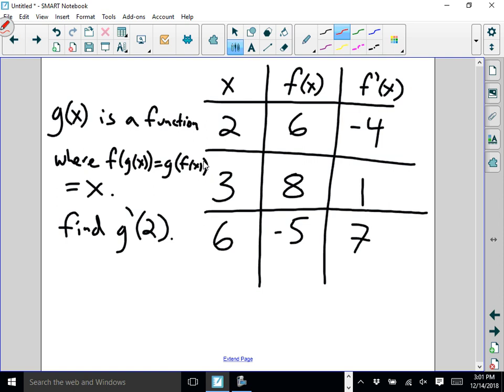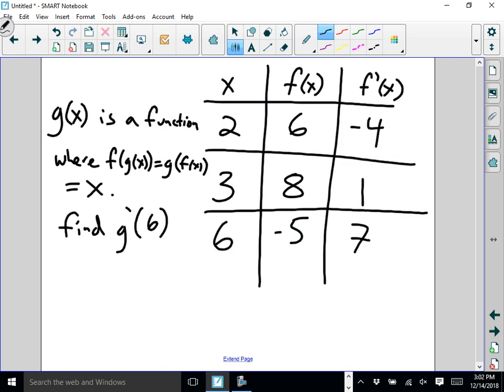What do we think? Well, let's think about what we know here. Oh, and I see a mistake in my table. Let me just change something real quick. Sorry, I'll just change the question. Find g'(6). Sorry, that was unsolvable on the other one. So here's what we want to think about.